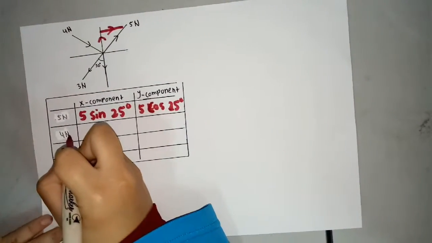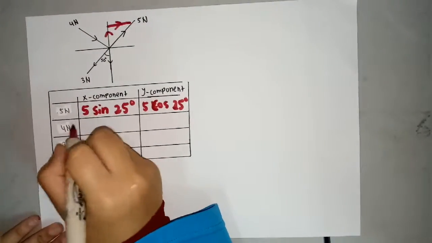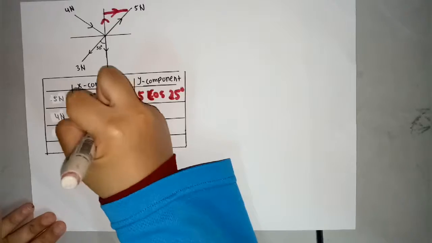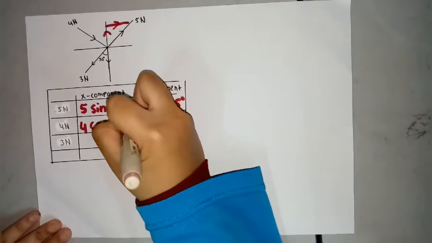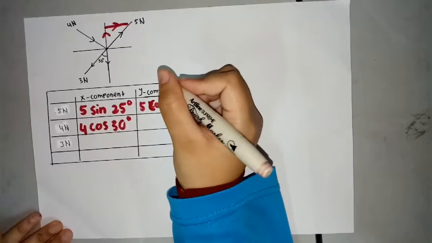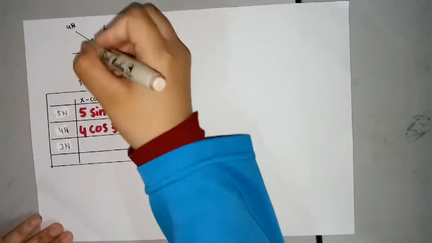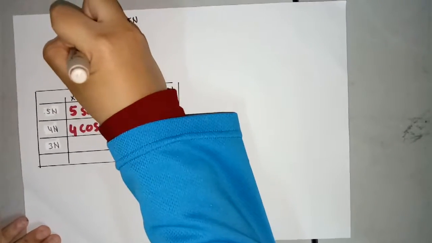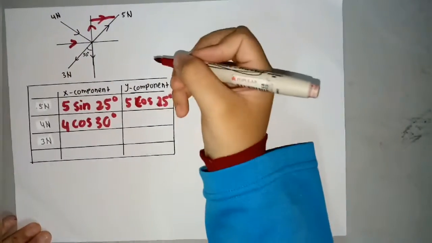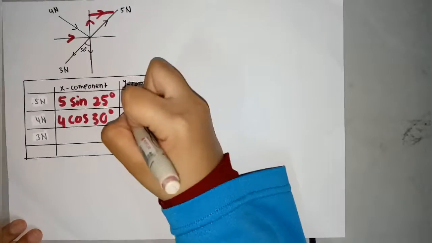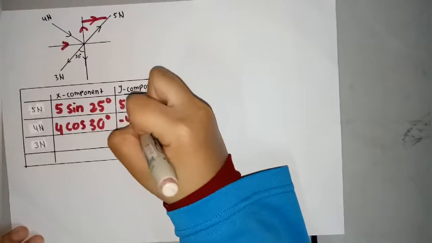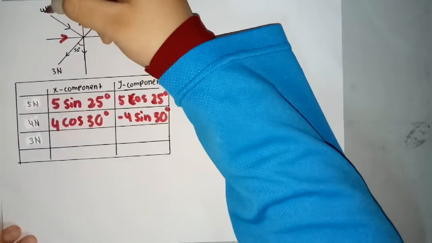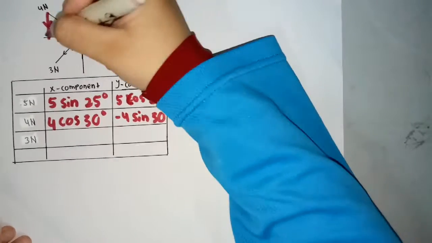Okay, for the 4 Newton, the x component is 4 cos 30 degree because the arrow is to the right. And the y component is negative 4 sine 30 degree because the arrow is downward like this.